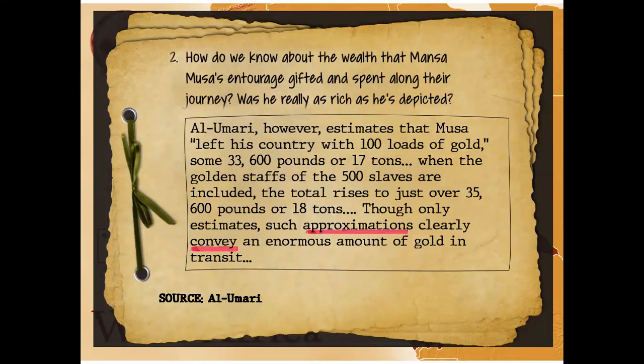If you're trying to wrap your head around these figures, keep in mind that 1 ton is about the weight of a small car. That means that Mansa Musa and his caravan were transporting an amount of gold that would be equal to about the weight of 18 cars as they made their journey on foot and on camels the 4,000 miles between Mali and across the width of the African continent to Mecca in Saudi Arabia.